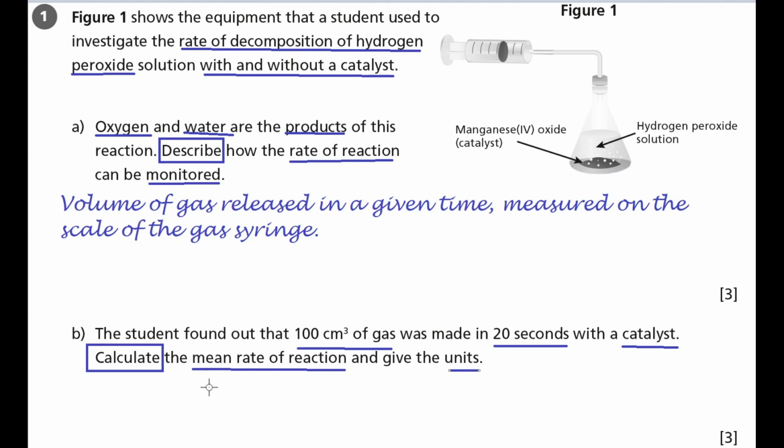Now, mean here doesn't mean angry. It's a type of average. Okay, so it's the average speed the reaction happened over that 20 seconds. So it's going to be how much gas, which in this case is 100 cubic centimetres, and we're going to divide it by the time it took, which in this case is 20 seconds. So therefore, the answer is 5. But 5 what? We have to put the units. And it's 5 centimetres cubed, per second, that's what the slash means.